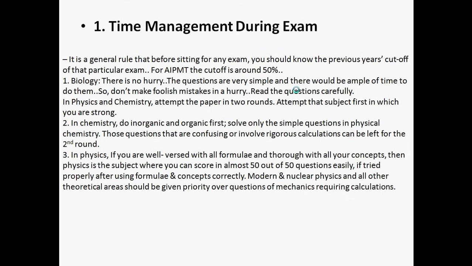In biology, there is no hurry. The questions are very simple and there would be ample time to do them. So don't make foolish mistakes in a hurry. Read the question carefully. In physics and chemistry, attempt the paper in 2 rounds. Attempt that subject first in which you are strong. In chemistry, do inorganic or organic first. Solve only the simple questions in physical chemistry. Those questions that are confusing or involve rigorous calculation can be left for the second round.